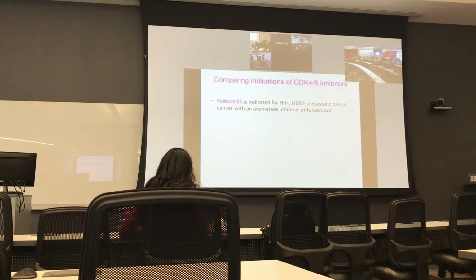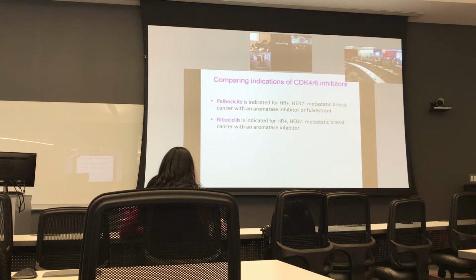So if we want to compare the cyclin-dependent kinase 4/6 inhibitors, palbociclib is indicated for hormone receptor positive, so ER/PR positive, HER2 negative metastatic breast cancer, in combination with an aromatase inhibitor or fulvestrant. Ribociclib, similar. Estrogen receptor positive, HER2 negative, metastatic breast cancer with an aromatase inhibitor.